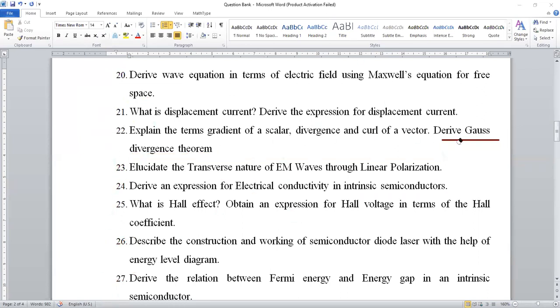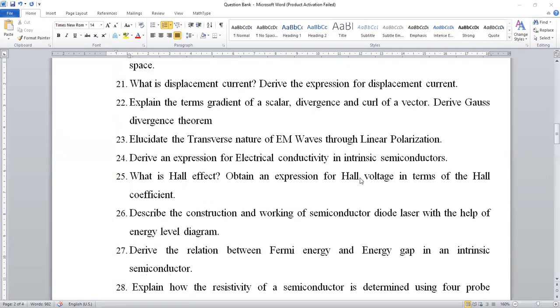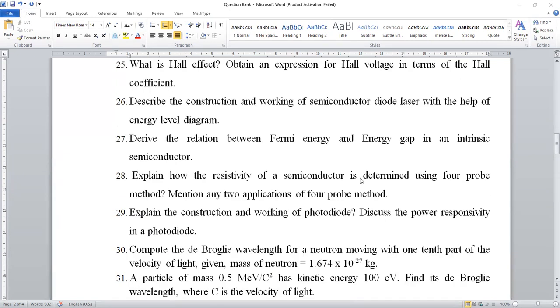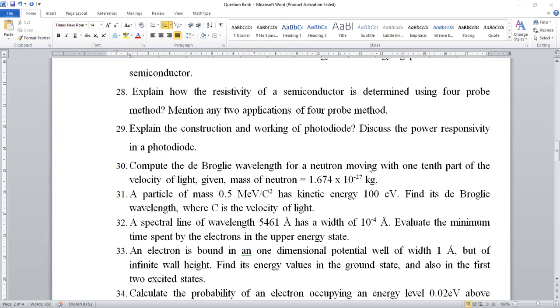What is valence band? What do you mean by conduction band? Accordingly, you can explain easily. Try to draw the diagram as much as possible. The evaluator will be mainly concentrating on diagrams, equations, etc. Explain how the resistivity of a semiconductor is determined using the four probe method. Mention any two applications of the four probe method.